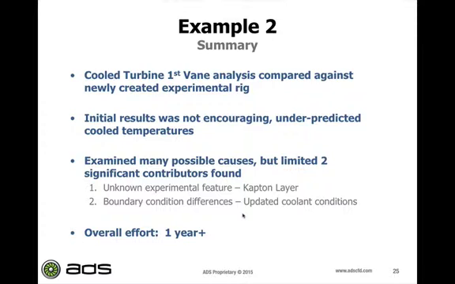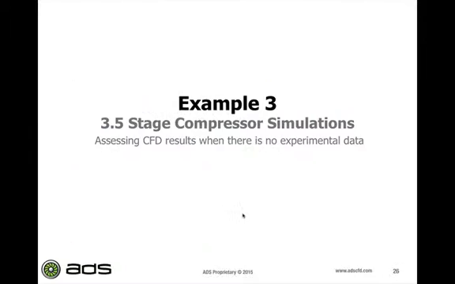Now I'm going to quickly go into the third example. All right, our third example is the analysis of a 3.5 stage axial compressor. This one is a little different than the previous two in terms of the situation. In this case, we are assessing CFD results when there is no experimental data to compare against.